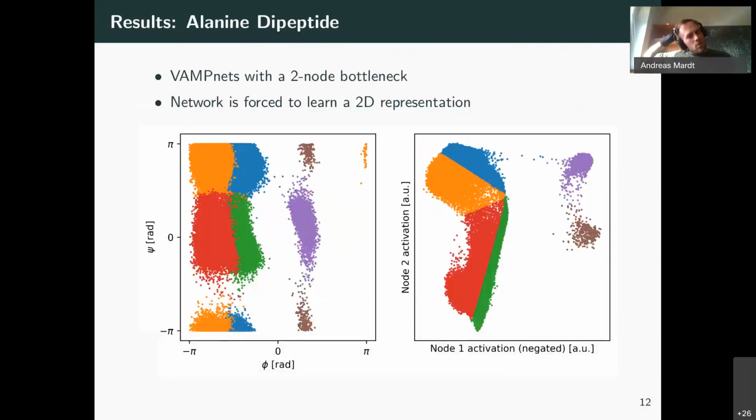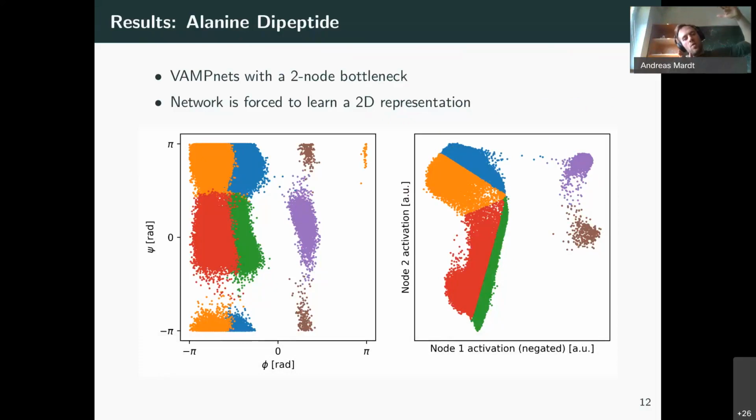One other thing you can do with a neural network: we ask for 6 states, but it does not mean that we cannot compress the data through fewer states, right? So one could wonder, how many dimensions do I actually need to still capture all dynamics in the system? And this is what we did here: we put a 2-node bottleneck in the neural network.